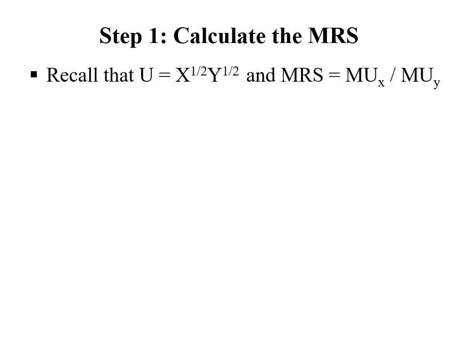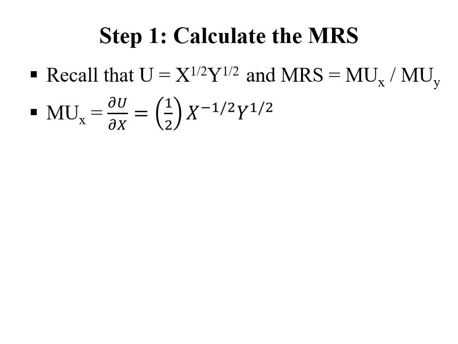Now we're ready to solve this problem. Let's start by calculating the marginal rate of substitution. As you recall, the utility function was X to the 1/2 times Y to the 1/2, and the marginal rate of substitution is the ratio of marginal utility of good X to the marginal utility of good Y. Let's calculate first the marginal utility of good X. That's the partial derivative of utility with respect to good X, and that means we take the derivative of the utility function with respect to X, holding all other variables constant.